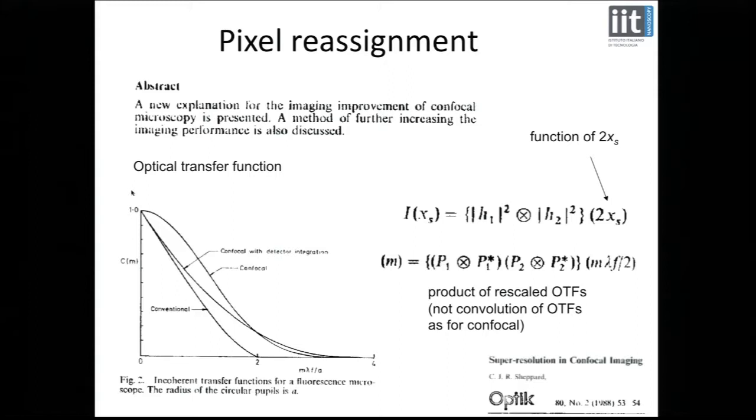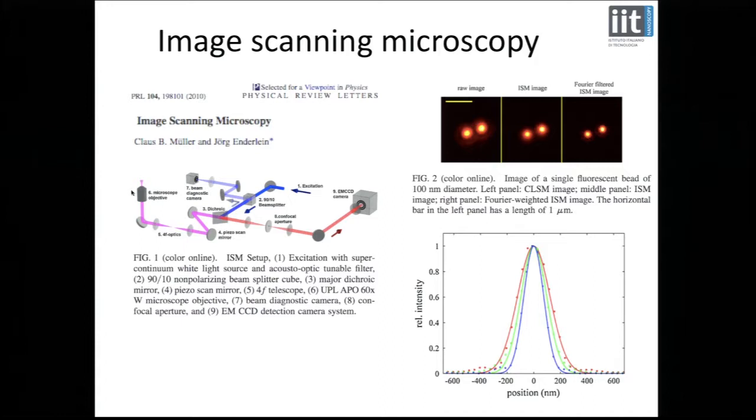So I published this in 1988 and forgot all about it. And then eventually it was reinvented by Jörg Enderlein. He published it in Physical Review Letters. He did the experiment and showed that you could get this sharpening up of the point spread function using this method. This has now become a pretty important thing, I think. There's a lot of groups around the world working on it, and there's also a commercial system from Zeiss. I'll show you that in a minute.